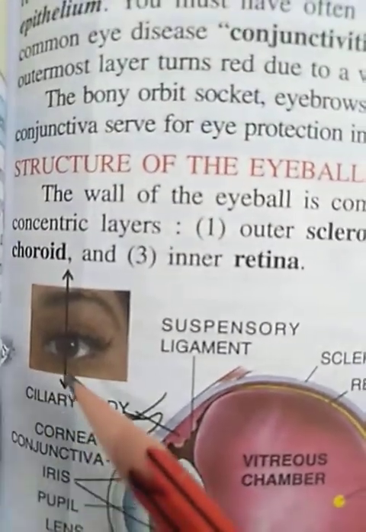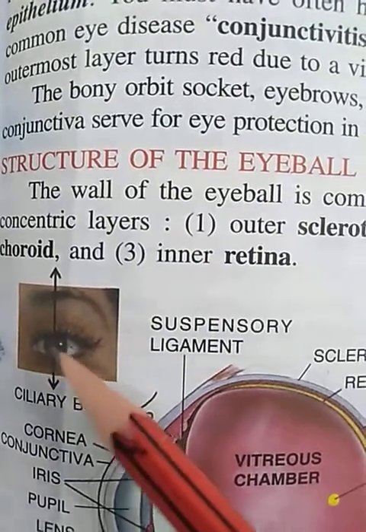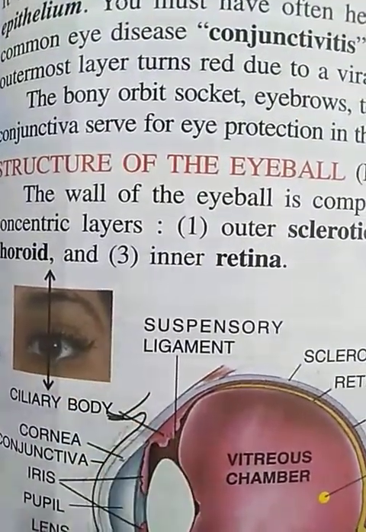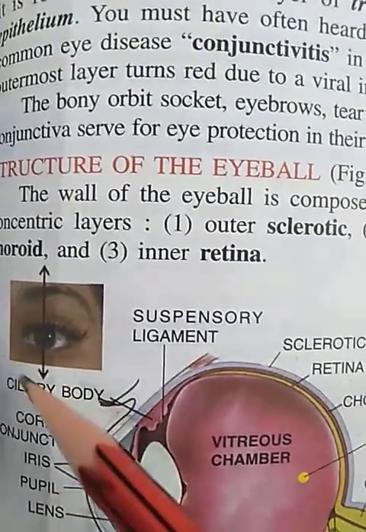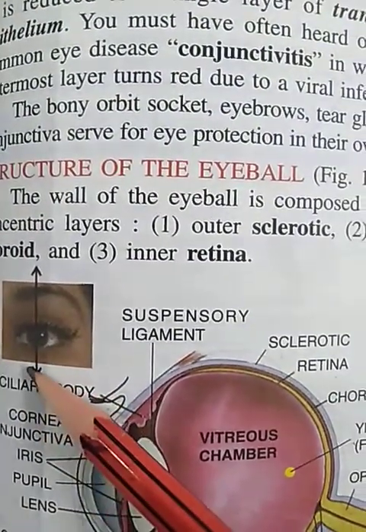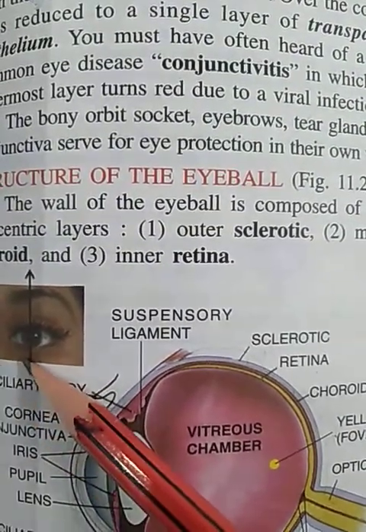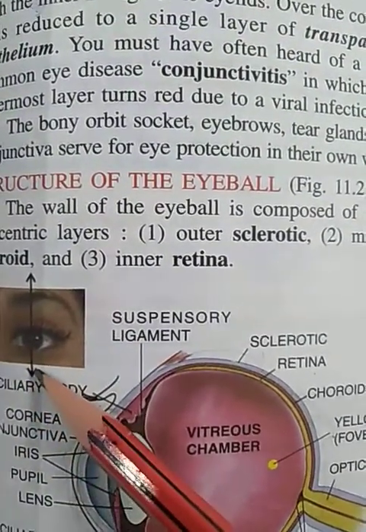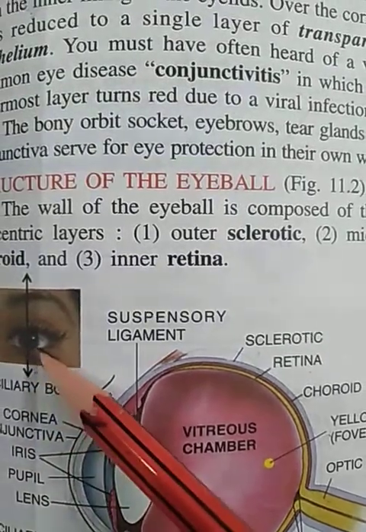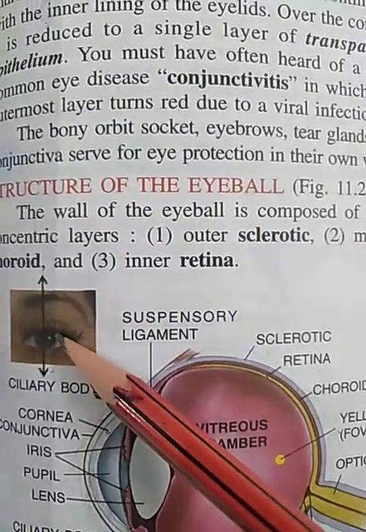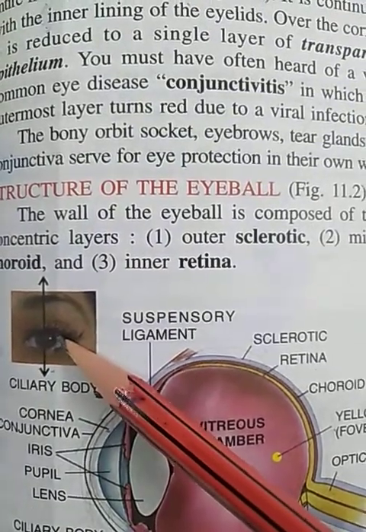Now students, sometimes you have seen that this colored portion changes to white color, which means it becomes opaque, and when it becomes opaque, then it becomes non-functional. So it will be a problem of the eye. In such cases, this defective cornea can be replaced by a healthy cornea from a donated eye.